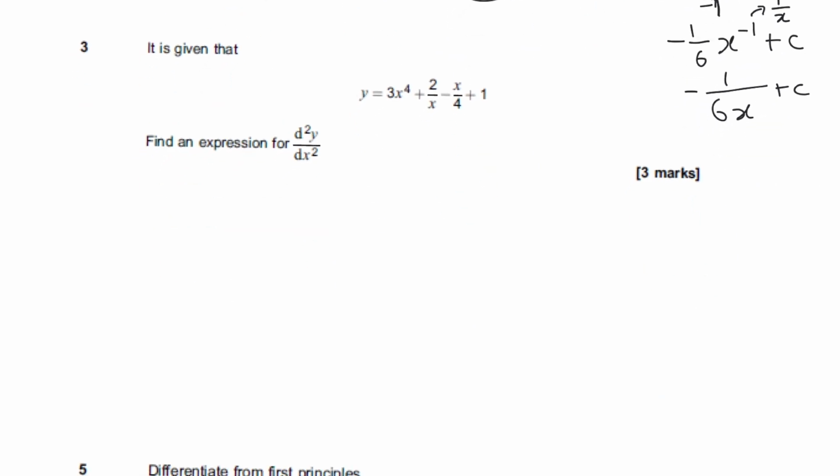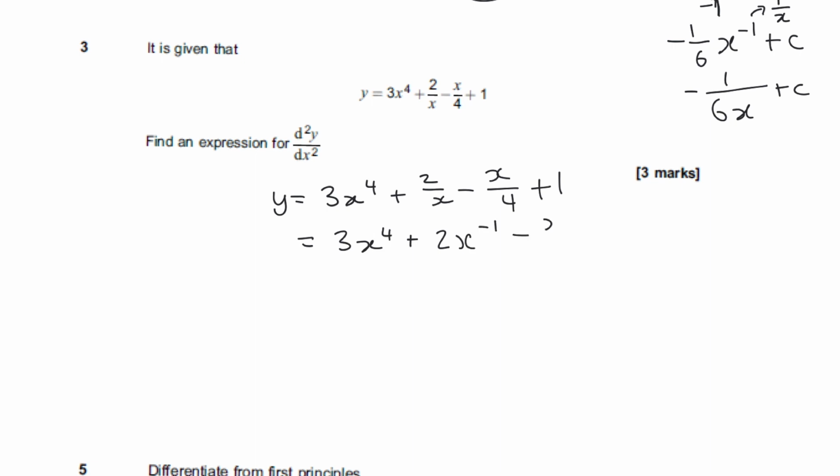And then having a look at question 3, it's given us an equation and it wants us to work out d2y by dx squared. So we need to work out dy by dx first and then differentiate again. So I'm going to rewrite the equation. In regards to this one, I'm first of all going to rewrite the 2 over x, because that can be rewritten as 2x to the minus 1. And then I'm going to change the x over 4 to a quarter x plus 1.